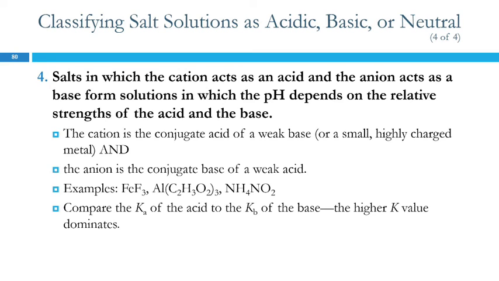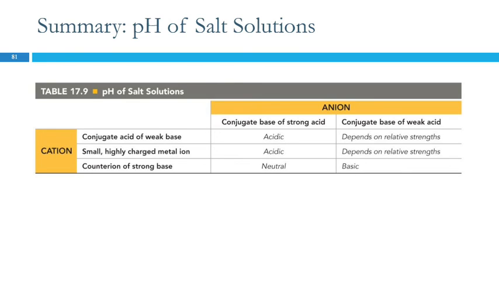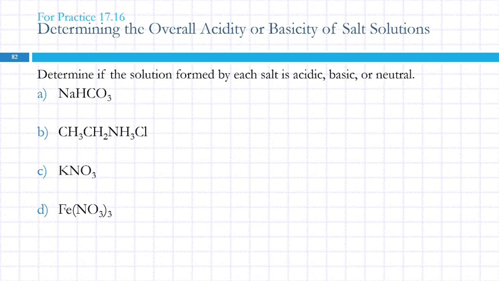And then you can have possibilities where the cation acts as an acid and the anion acts as a base. And so they're going to kind of fight against each other. The only thing you can do there is to compare the Ka and the Kb, and the bigger one wins. I'm not going to give you questions like that on an exam. This is a table summarizing that information, which you may or may not find useful. And this is the sort of thing we should be able to do. Okay?